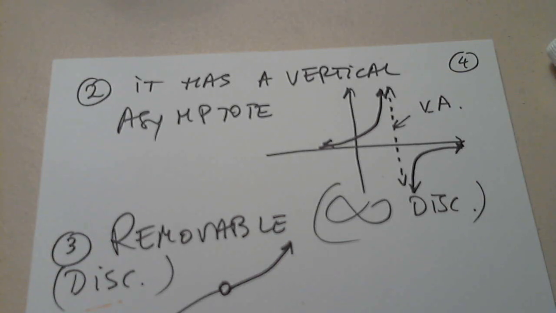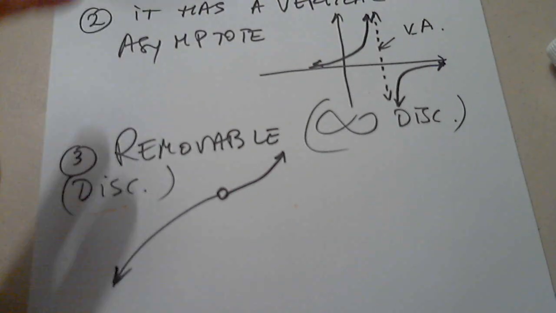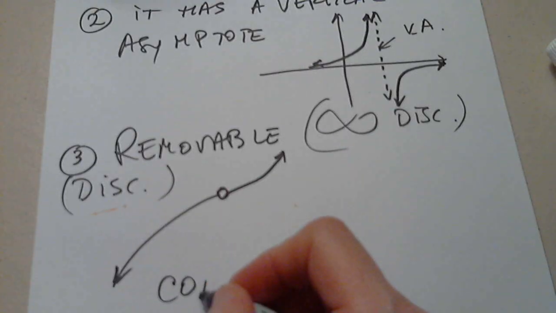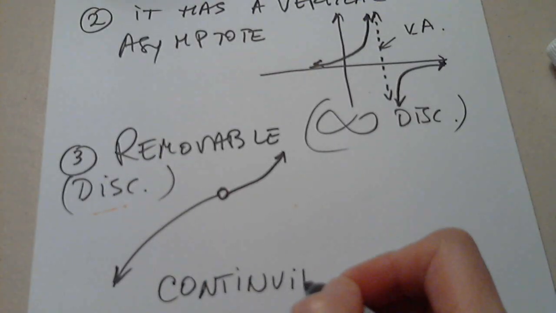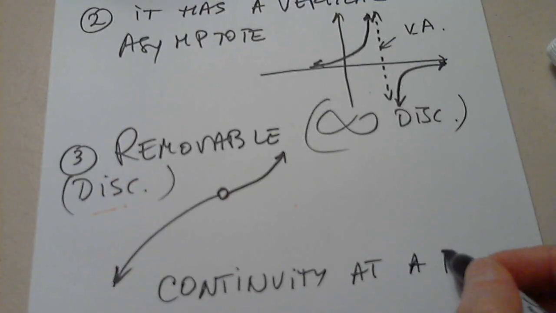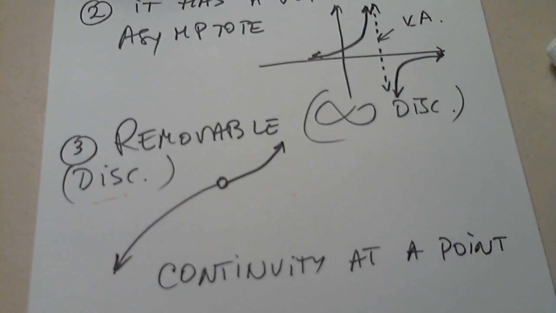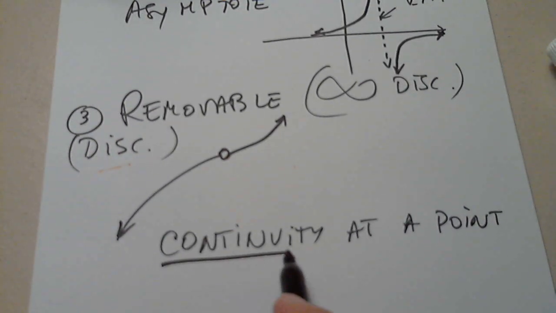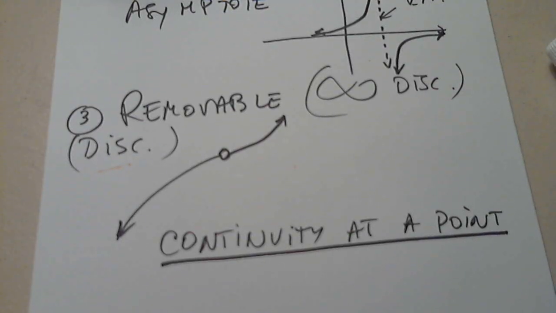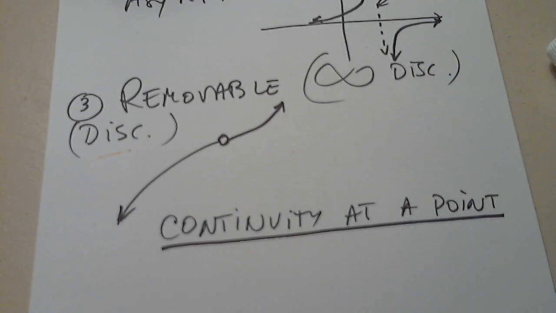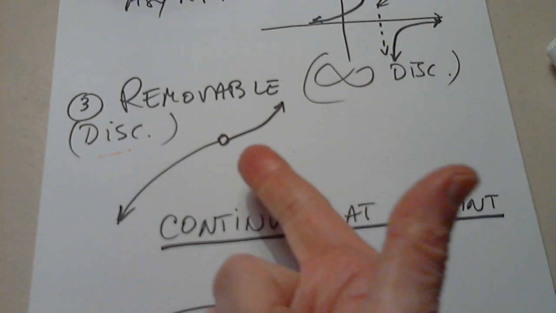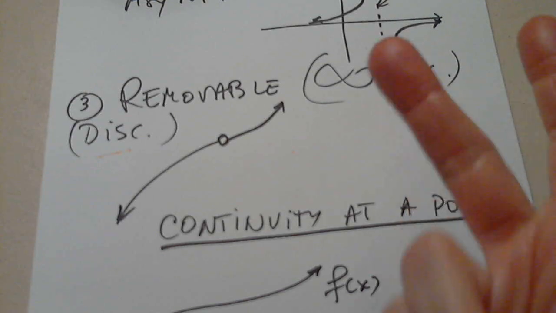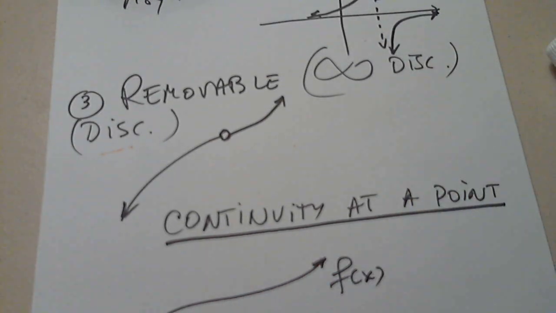So now I would like to discuss one more topic here. It's called continuity at a point. Very important definition. Very important definition. So let's take a look at this graph. Is this a continuous graph? In other words, I'm asking, does it have a jump? Does it have a removable discontinuity? Does it have an infinite discontinuity? Or is it continuous everywhere?